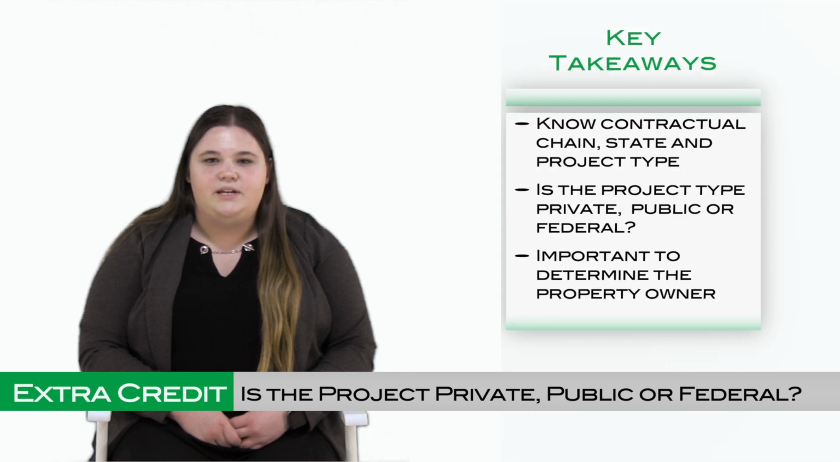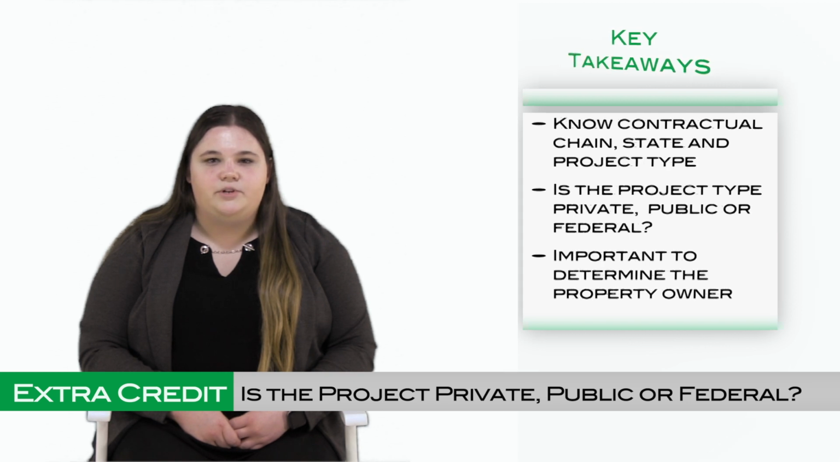Now let's recap the key takeaways. Determining whether your security would be in the form of a mechanic's lien or payment bond requires three key pieces of information: your place in the contractual chain, the state where the project is located, and the project type. Construction projects are categorized into three main groups: private, public, or federal. There are always exceptions, and it's important to remember the key to determining the project type is property ownership.